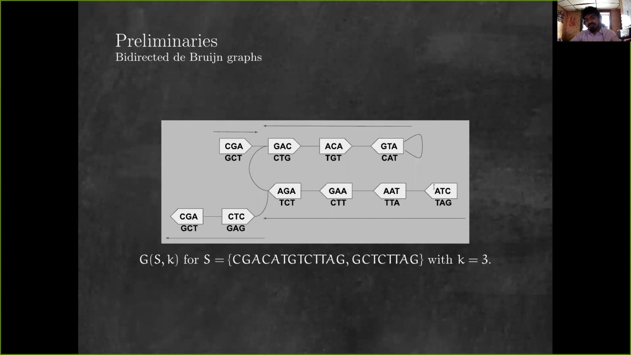To provide some preliminary technical details, we use the bidirected variant of de Bruijn graph in this work. Each vertex in a bidirected de Bruijn graph corresponds to a canonical k-mer, instead of just an ordinary k-mer. That is, each vertex has two associated k-mers. One is the canonical k-mer and the other is its reverse complement form. For example, in this de Bruijn graph, the vertex labeled with CGA corresponds to two k-mer forms. One is the CGA form and the other is its reverse complement form.